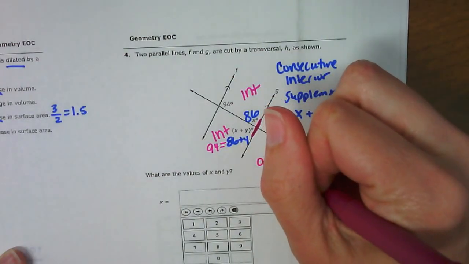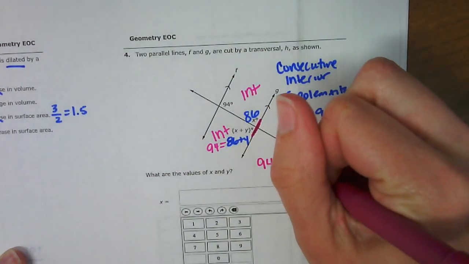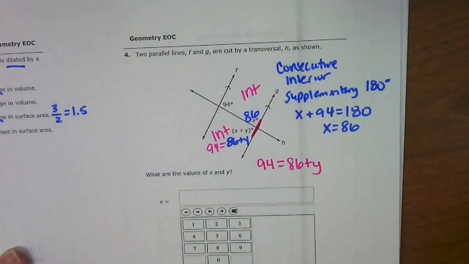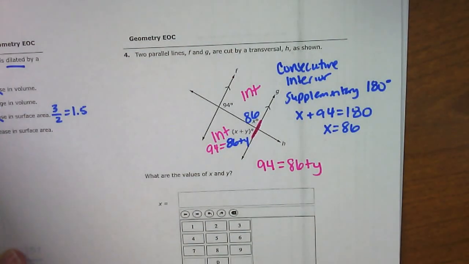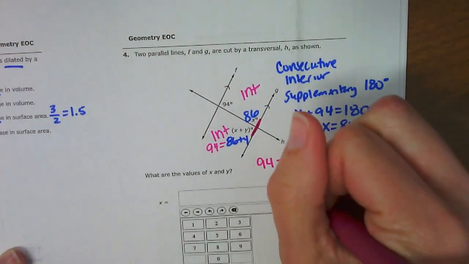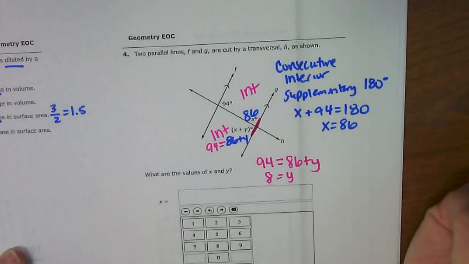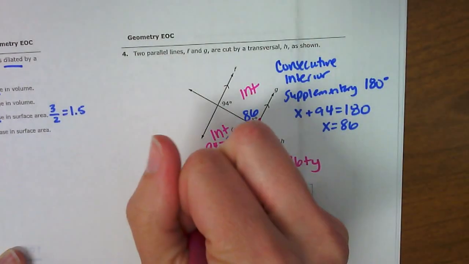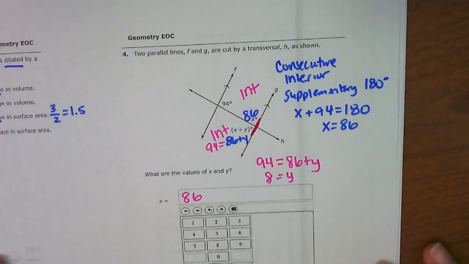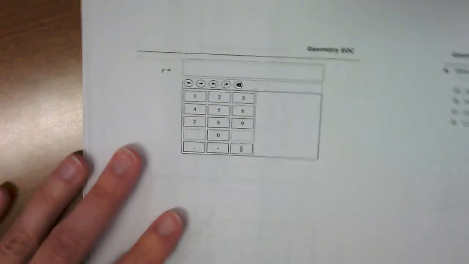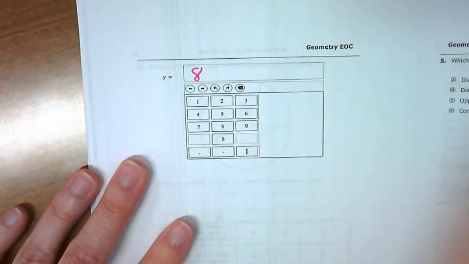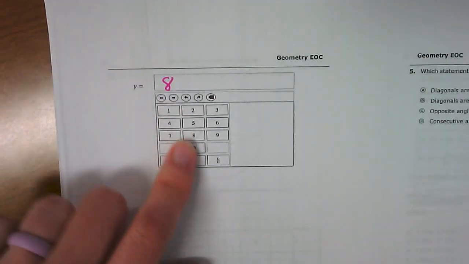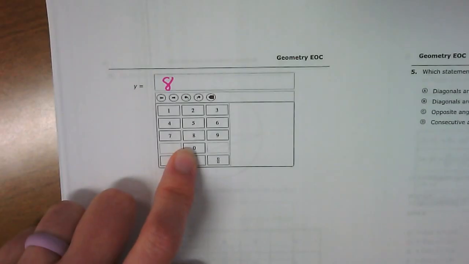So 94 is equal to 86 plus Y, and then I would just have to subtract the 86 to get that my Y is 8. So I have two parts to answer for this question. My value for X is 86, and then Y is actually on my next page. Y is going to be 8. These are ones where we would just type the answer in.